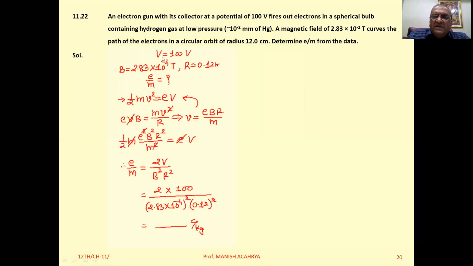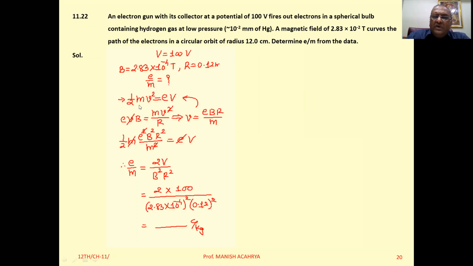So the accelerating voltage, that is 100 volt, B, that is 2.83 into 10⁻⁴ Tesla, radius of the circular path, that is 12 centimeter, so 0.12 meter. We have to calculate E by M.